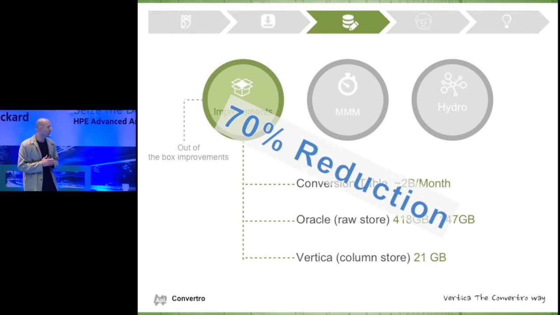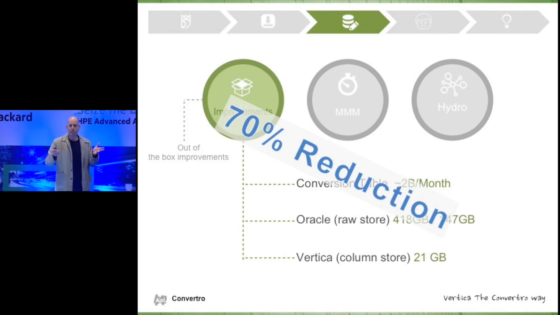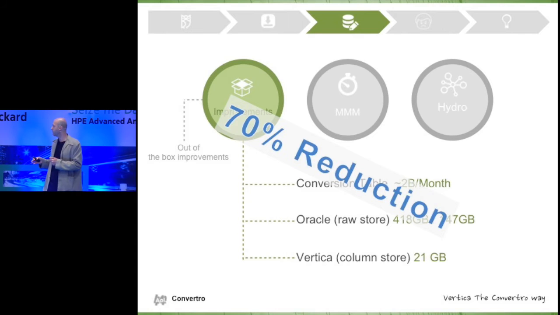We did a simple test. We loaded our conversion table, one month of data from Oracle, which took 420 gigabytes of storage space. After we compressed it in Oracle, which is a hard process, it got to 150. We loaded it into Vertica without any tuning at all, and Vertica consumed only 21 gigs. This is a reduction of more than 70%, and most of the clients here, I think, will agree with me.